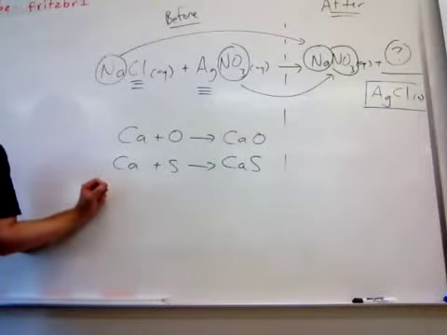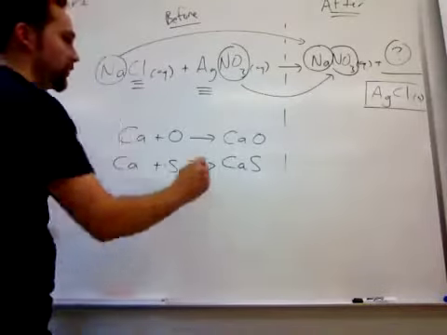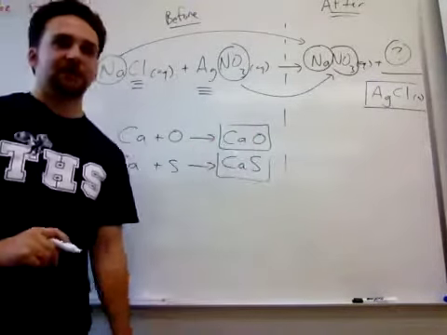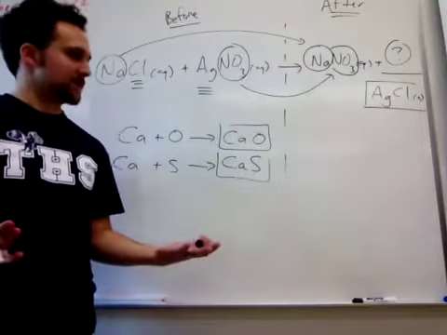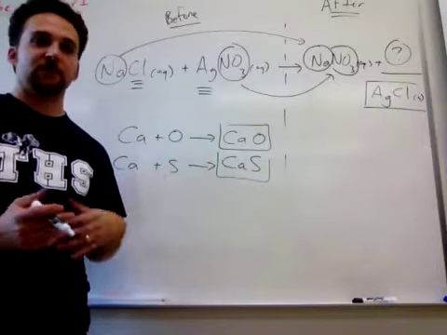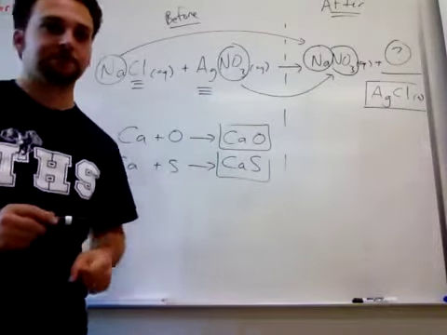Just CaS. Then the next part of that question says, which is going to have more mass? Well, if you look at sulfur versus oxygen on the periodic table, which one of those two has more mass, oxygen or sulfur? You should look at your periodic table and figure that out, and that's basically going to tell you which one is going to have more mass after the reaction.